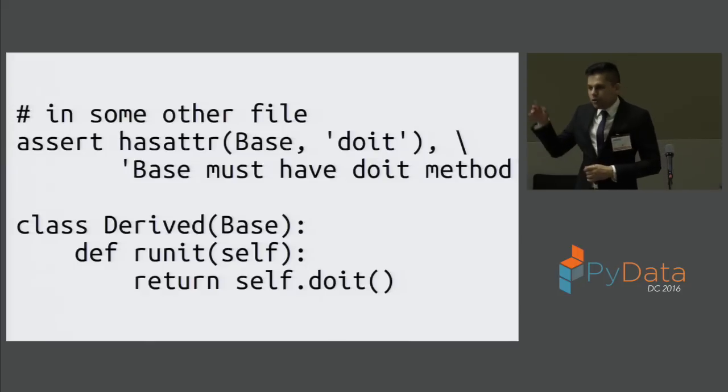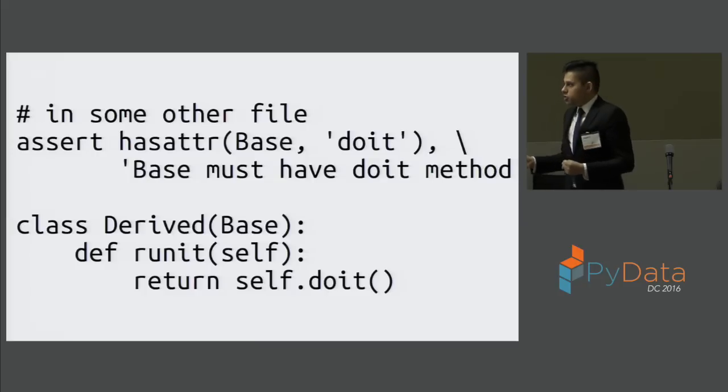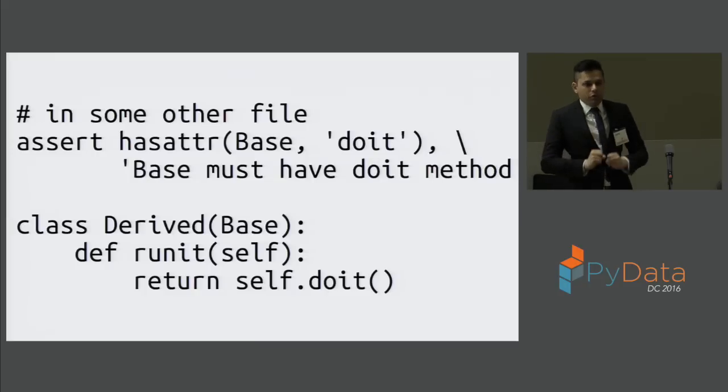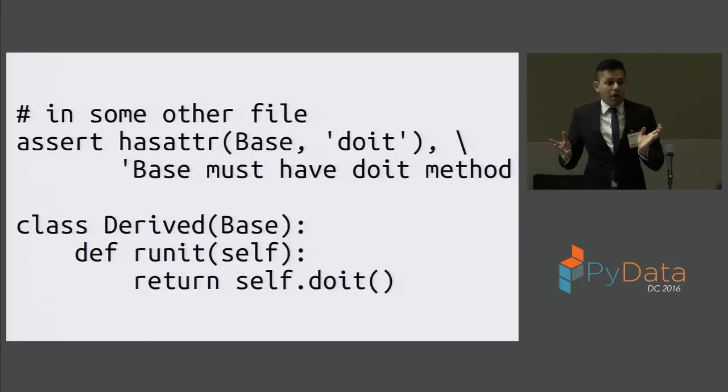And in our derived class, we put a little assert at the top, and we say assert that the base class has some attribute, so that in our code, when we call runIt, we know that the doIt was implemented by the base class. And if it wasn't, then this code would never compile in Python. It would never get past the module evaluation step because the assert would trigger.